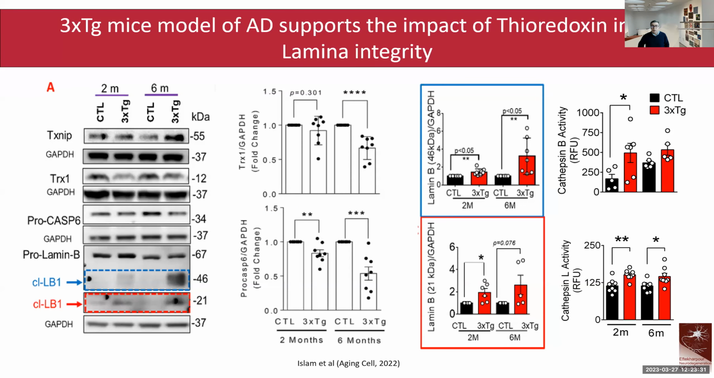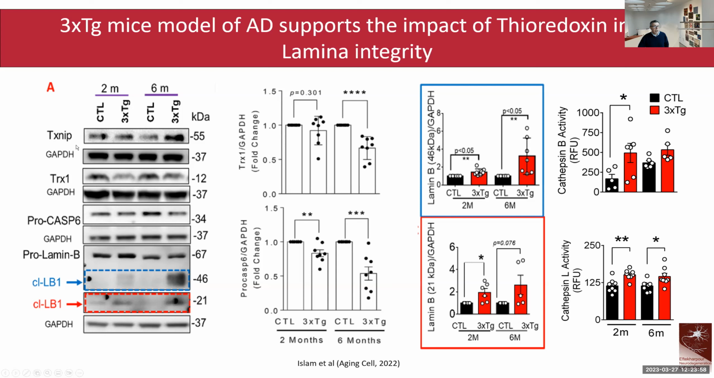So now we went to our neighbor, Ben Albensi, when he was in Manitoba, and I said, we definitely need your mice. And he gave us his 3xTg mice very generously. So we looked at these mice to see if our hypothesis on thioredoxin and lamin damage is true there.